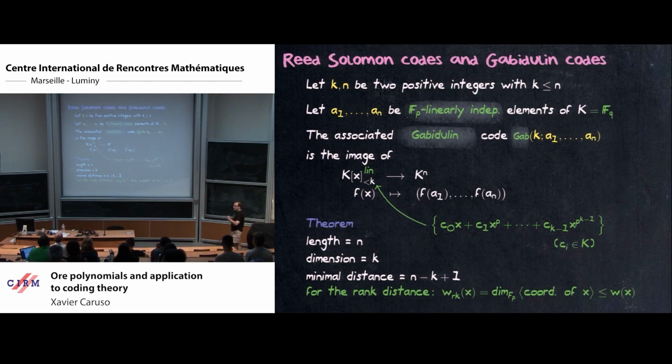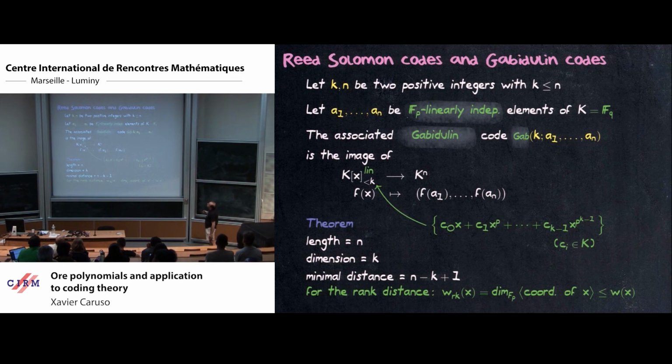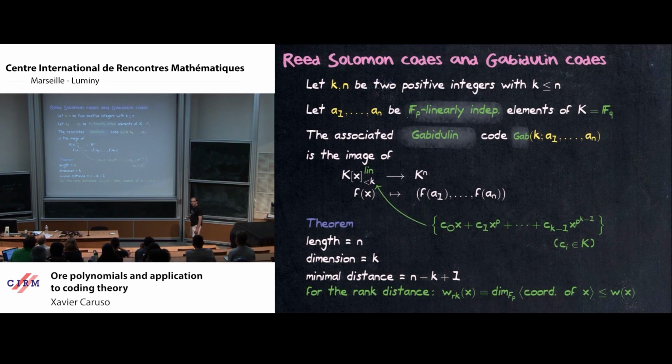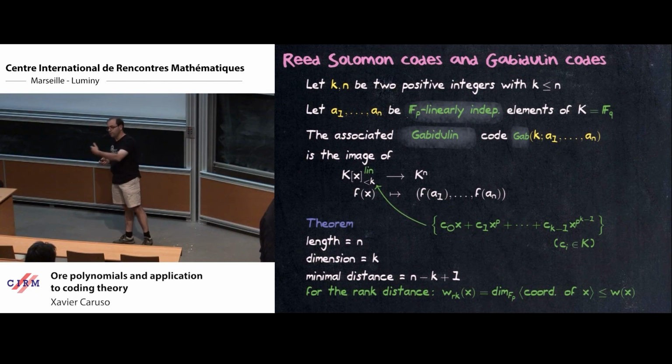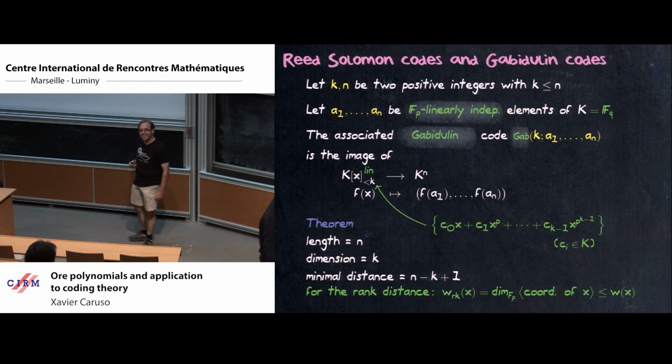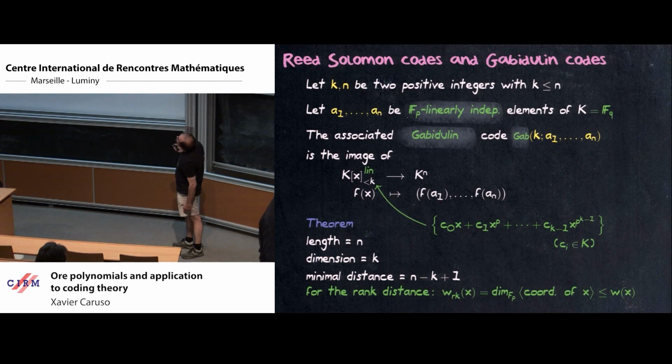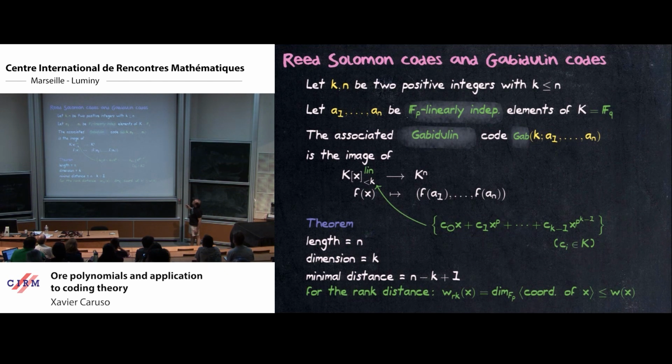Okay, so these codes are called Gabidulin codes, but actually they were first defined by Delsarte, and then rediscovered some years later by Roth, and then rediscovered a second time by Gabidulin. But they are nowadays called Gabidulin codes. So first of all, they were described in these terms, but now we prefer another way of thinking about them.